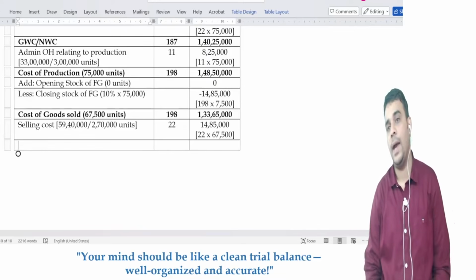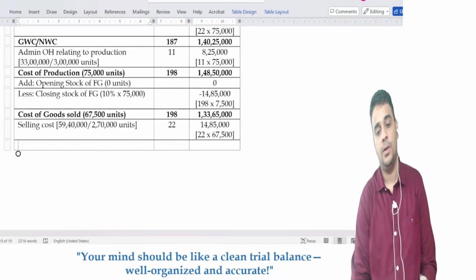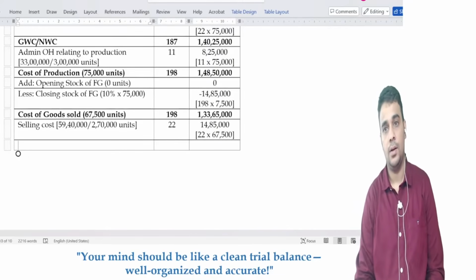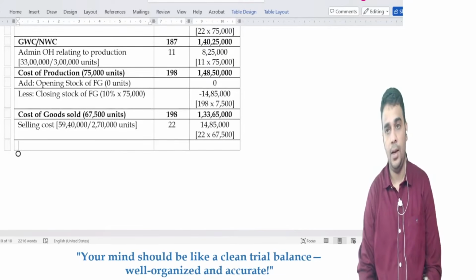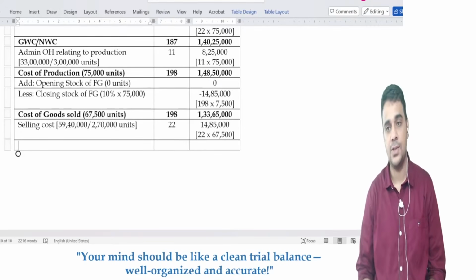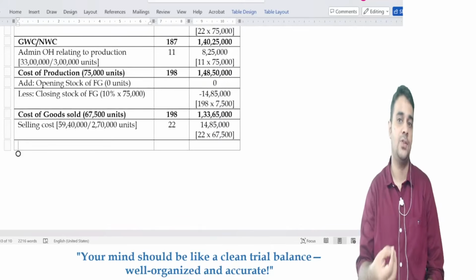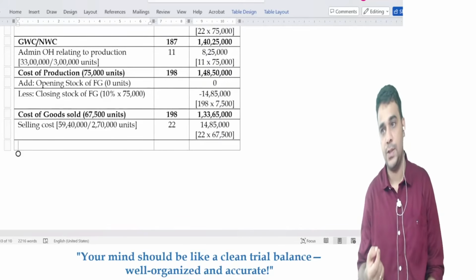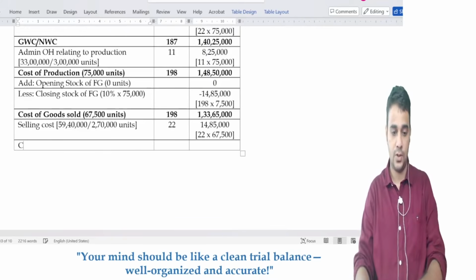Fifty-nine forty by 2 lakh 70. Any doubts on this? Clear? Any doubts? Give some reaction. Some students are giving some reaction. Give me some reaction so that I can proceed ahead. If you have not understood, then you'll have to give me that reaction at least. Any doubts on this? Can we proceed? Clear? Now write cost of sales.